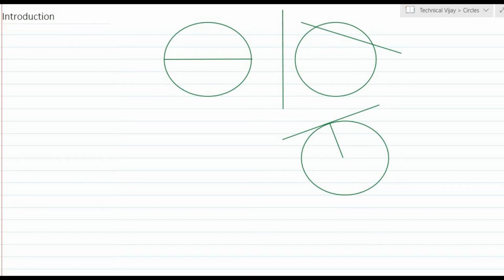Here, as we have already studied in class 9th, a circle is nothing but a collection of all the points in a plane which are at a constant distance from a fixed point. The constant distance is called the radius, and the fixed point is called the center of the circle.